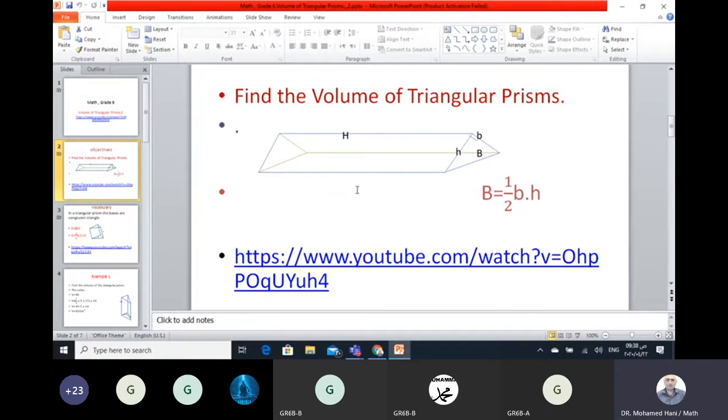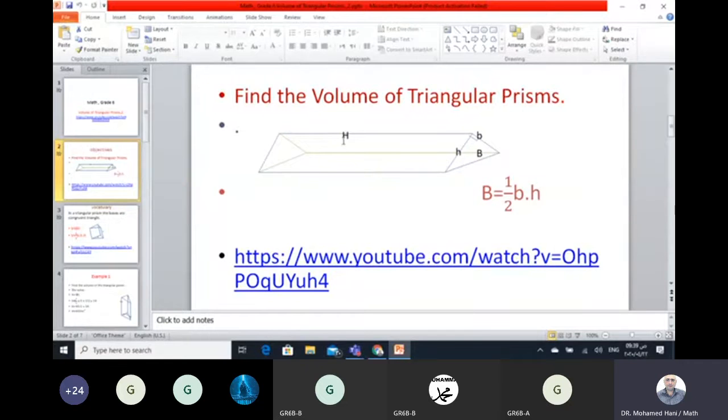Now we have some samples. I want all of you to know the meaning of these samples. As you see here, the base is a triangle. B in capital letter means the area of the triangle. This side is the base of the triangle, and this side is the height of the triangle. So as you know, the area of the triangle, capital B, equals 1/2 multiplied by the base of the triangle multiplied by the height of the triangle.